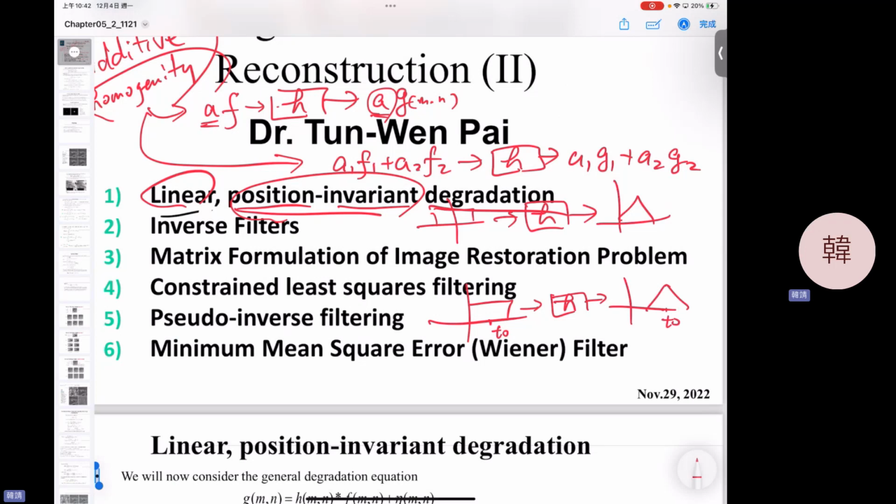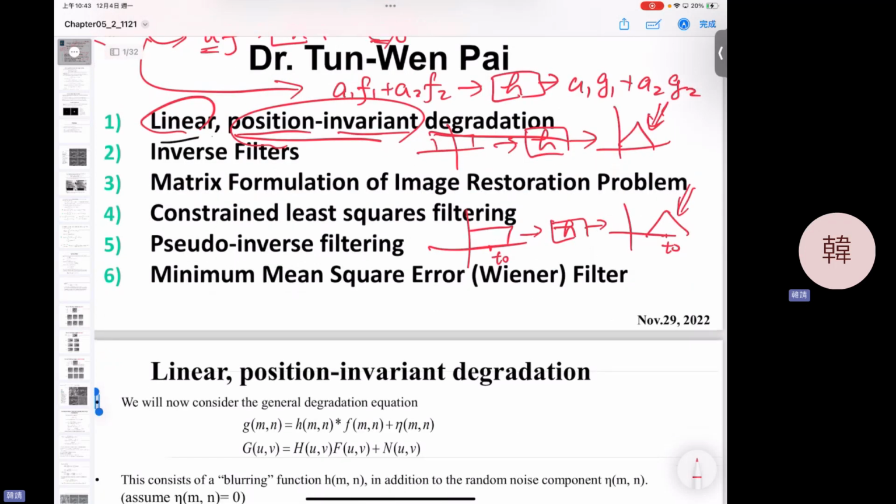Okay, so it's just shifting, from center to right. But the shape should be the same. The degradation model, the filtering result, should be exactly the same. However, for a position invariant system, if it changes, if you go to this system, it becomes a different shape.